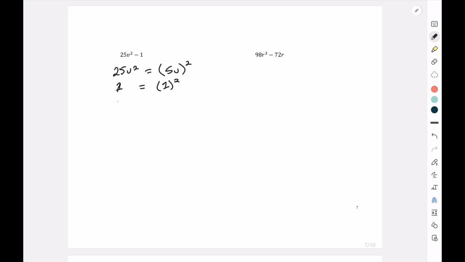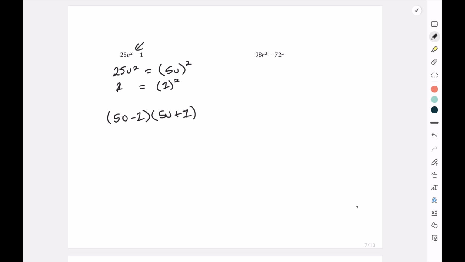And so since it fits the form, because we have to have a minus right here to work, if we had a plus, it would not matter. We couldn't do anything with it, and we would just leave it the way it is. So our answer would be 5v minus 1, 5v plus 1.